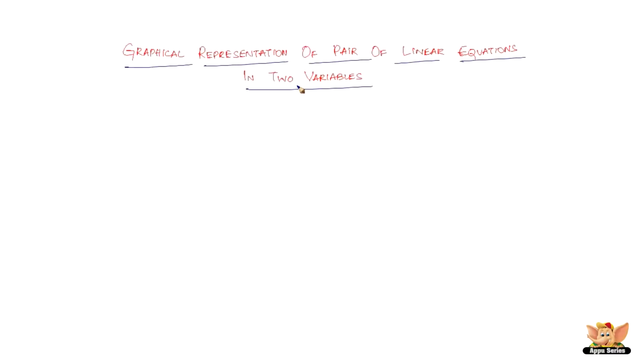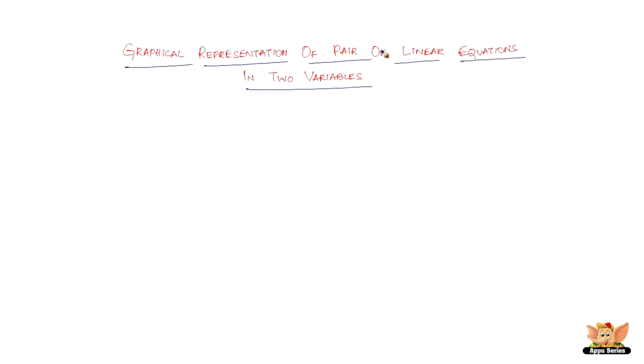In this video, let us look into the graphical representation of a pair of linear equations in two variables. In the previous video, we looked at the graphical representation of linear equations generally, but here we are specifically looking into the graphical representation of a pair of linear equations in two variables.